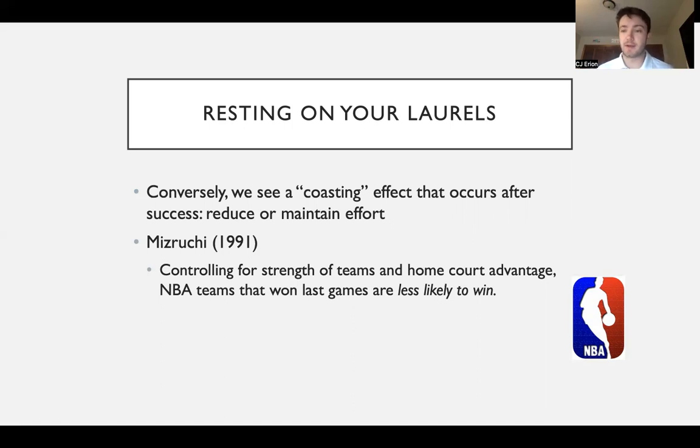What was found was that when controlling for obviously important variables such as strength of teams and home court advantage, NBA teams that won their last games were less likely to win the next ones. So I just think that's a really interesting study and result there, and it gets at this idea that after we have a success in goal striving, so we just got a win, and maybe our overall goal is to reach a championship, and since we just got a win, that makes us feel better about our odds of reaching that overarching goal. We don't feel quite as much need to put effort in, so we see this coasting effect and being less likely to win the next game.